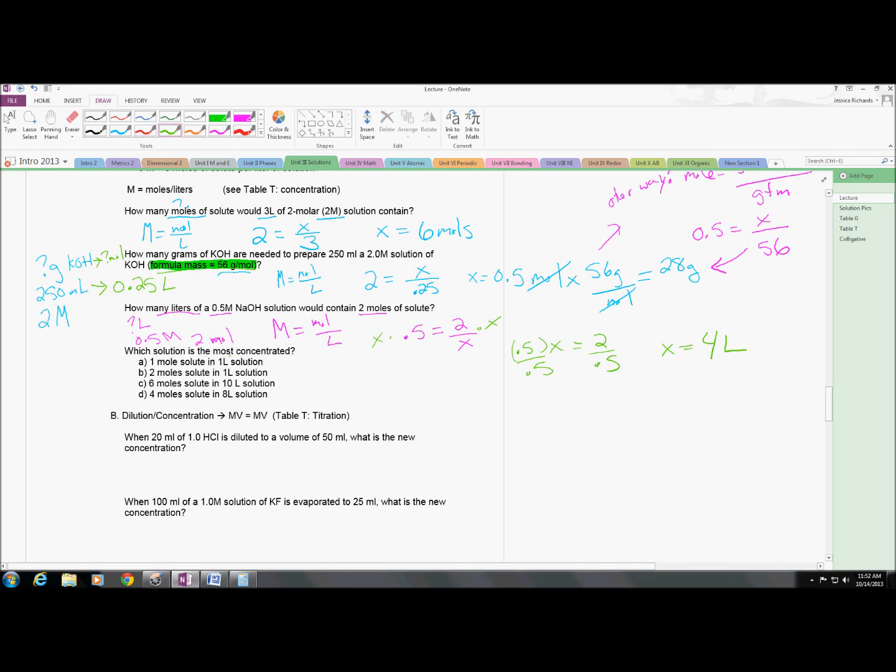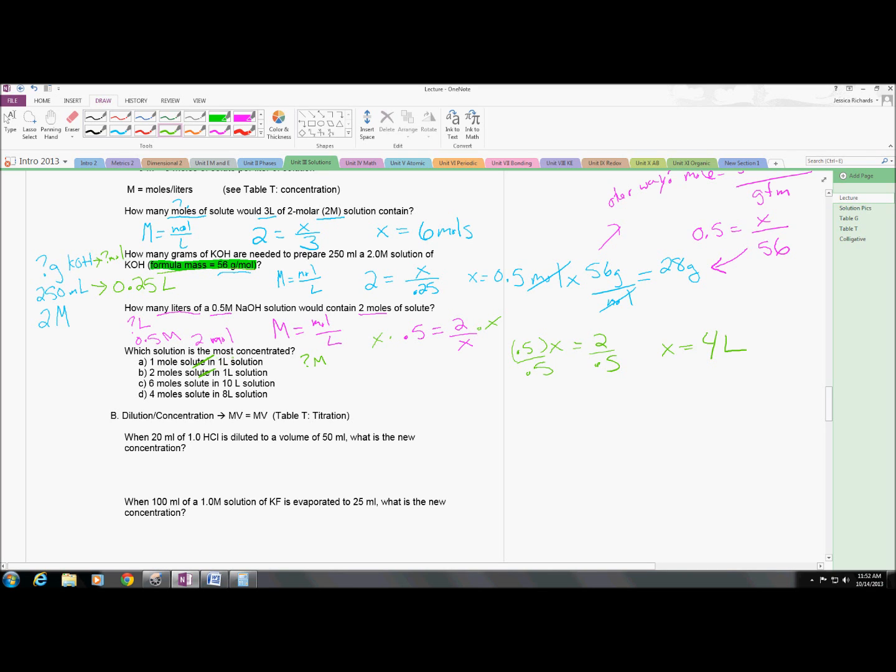Multiple choice questions that you might see with the molarity equation. Which solution is the most concentrated? When you look really quick, you really can't tell. What they're asking you here is what is the molarity of all of these solutions? And molarity is moles divided by liters. So they have this set up really nice. All I have to do is divide.